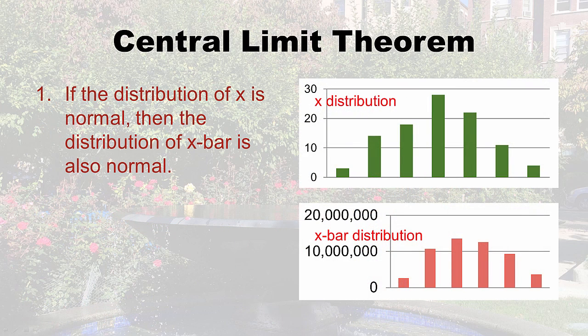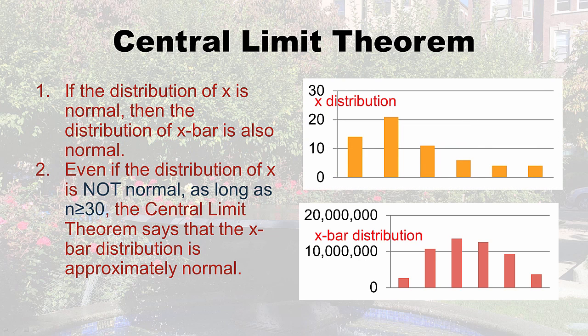Okay, here's more on the central limit theorem. If the distribution of x is normal, then the distribution of x bar is also normal. If we look at the top, that's an example of just an x distribution. Then if you take all those samples and get all those x bars, and make the histogram, you'll see the pink one down lower, the x bar distribution. This is just a pictorial example.